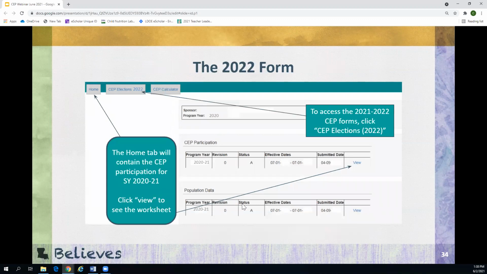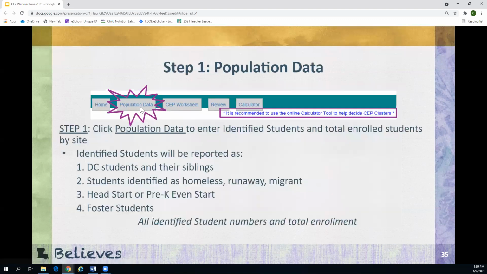It'll then bring you to a screen that looks like this. Initially, you'll see that this is your information that you submitted last year. So this is what was submitted last school year. It's program year 2021, and it's going to have your population data at the bottom and your CEP participation in the middle. And from there, if you click on the CEP elections 2022 in the middle box at the top, that'll take you to your information for this school year.